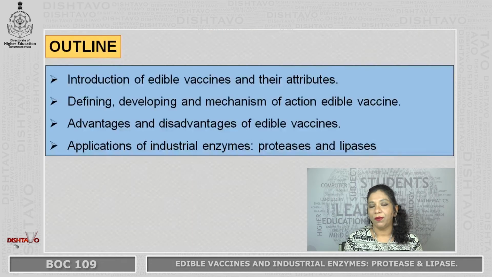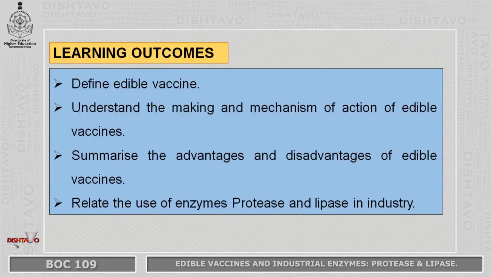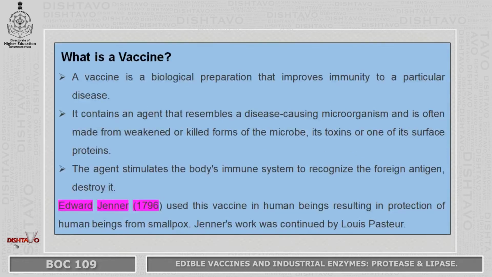In this module, the outline is the introduction of edible vaccines and their attributes, defining, developing, and mechanism of action of edible vaccines, advantages and disadvantages of edible vaccines, and applications of industrial enzymes, that is, proteases and lipases. At the end of the session, you should be able to define edible vaccines, understand the making and mechanism of action of edible vaccines, summarize the advantages and disadvantages of edible vaccines, and relate the use of enzymes, proteases, and lipases in industry.